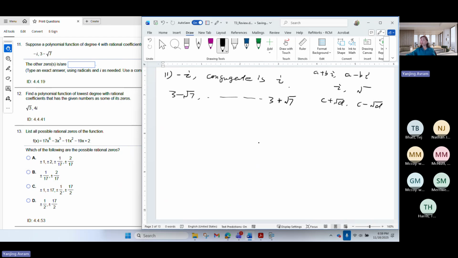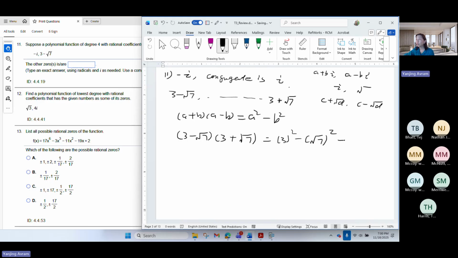So why is that? Because when you multiply the conjugate, you can get rid of i. When you have a square root and multiply the conjugate, you can get rid of the square root, right? Look at it: a plus b times a minus b is equal to a squared minus b squared. So if I have 3 minus square root of 7 times 3 plus square root of 7, my a here is 3, my b here is square root of 7. When I square these, I get 9 minus 7, so I get 2. Look at that, 2 doesn't have any square root anymore. So when you multiply the conjugate, you can get rid of the square root.